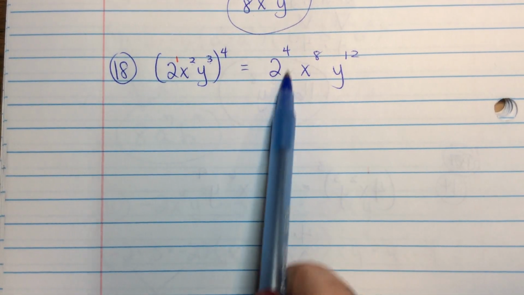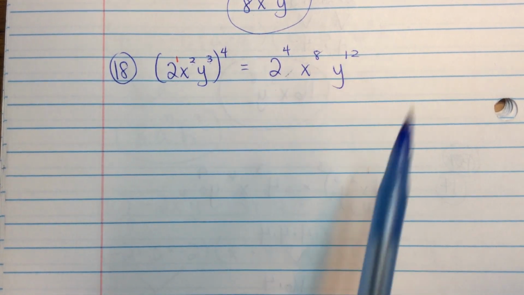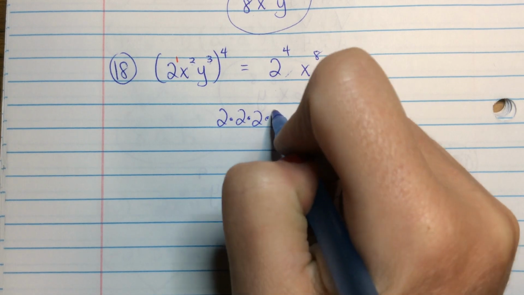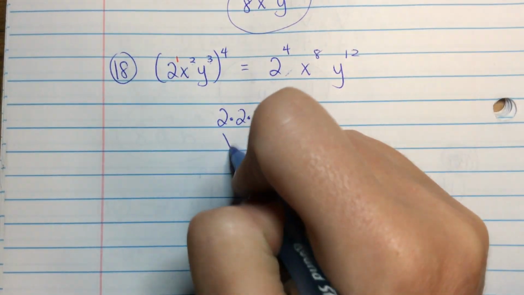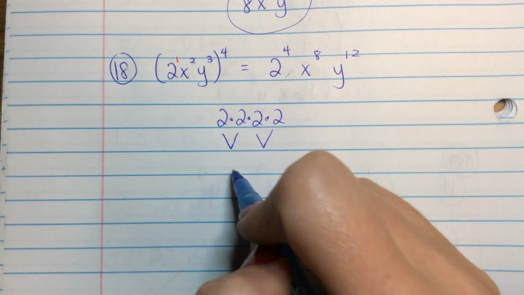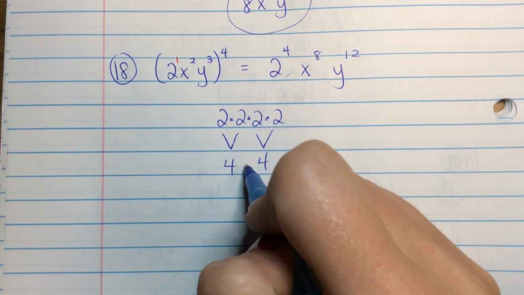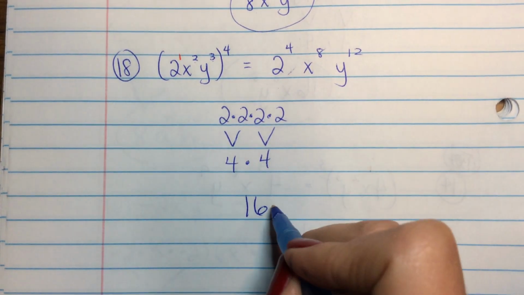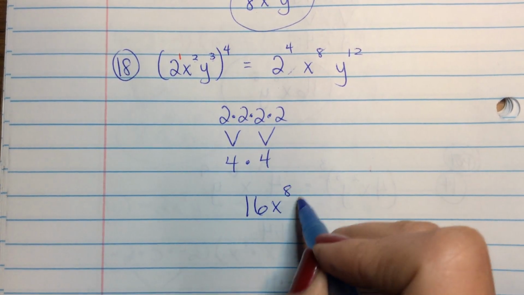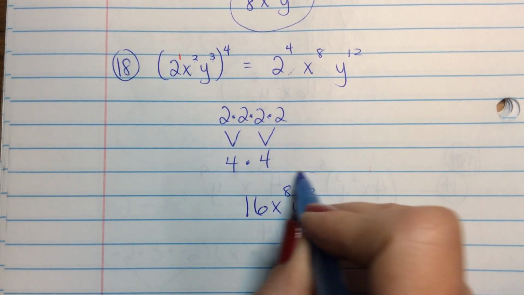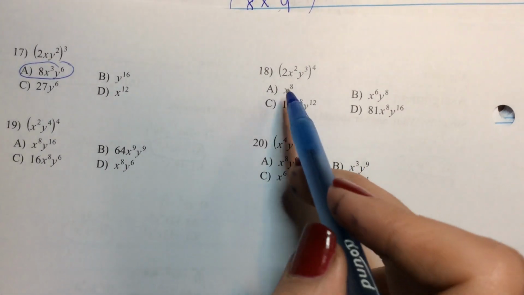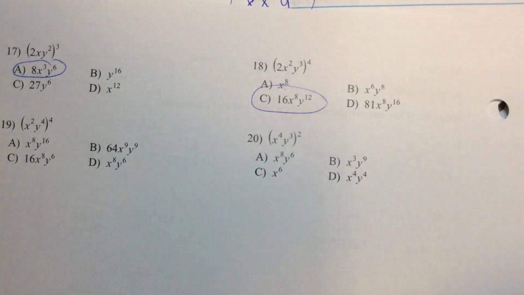The only thing I have to do is actually figure out what 2 to the 4th power is. And you can use your calculator. There's nothing wrong with using your calculator. 2 times 2 is 4. 2 times 2 is 4. We're going to multiply, and we get 16. So x to the 8th, y to the 12th. Final answer. And there it is, C.